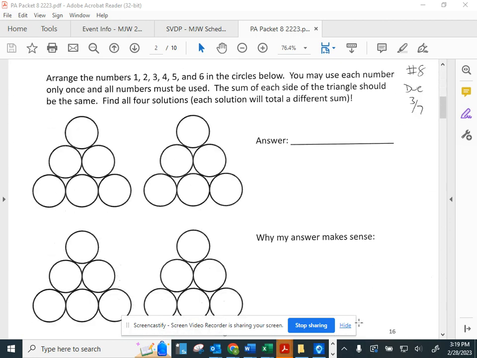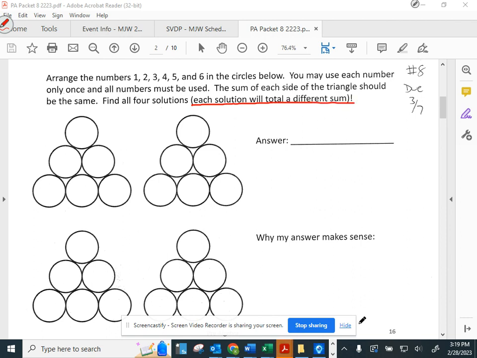All right, so we have the numbers 1, 2, 3, 4, 5, and 6. We're going to arrange them in the circles below. You may use each number only once in each of the triangles, and all of the numbers must be used. No doubling up. Use all 6 numbers in each of the 6 circles. The sum of each side of the triangle should be the same. And you're going to find 4 different solutions. Now here's the kicker. Each solution will total a different sum.